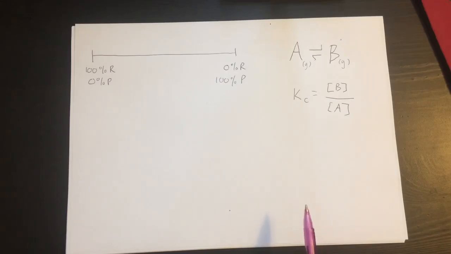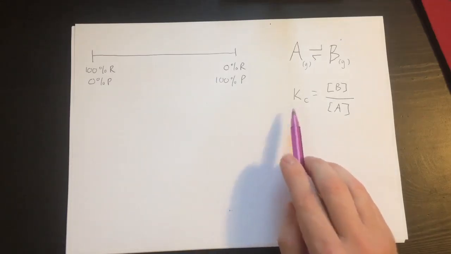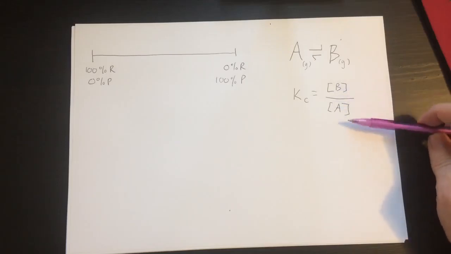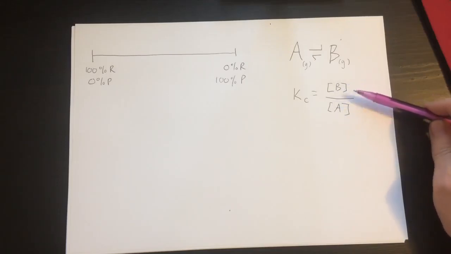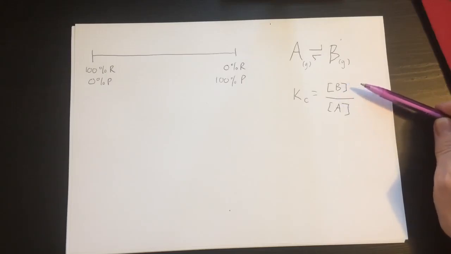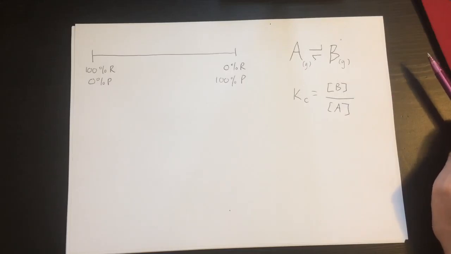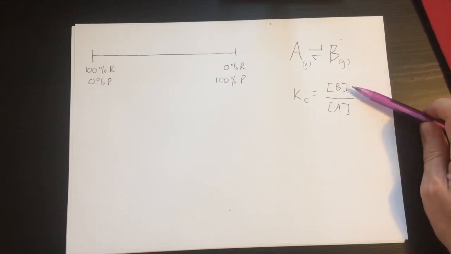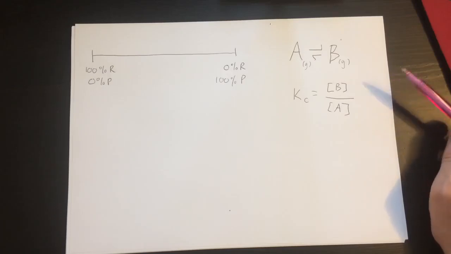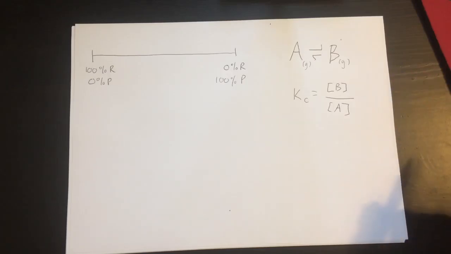So what is Kc? Kc is essentially an expression of the relative concentrations of your products and your reactants raised to the power of their molar ratios. So it's all about relative concentrations. That's what those square brackets mean. They mean concentrations. Now, what can Kc tell us?